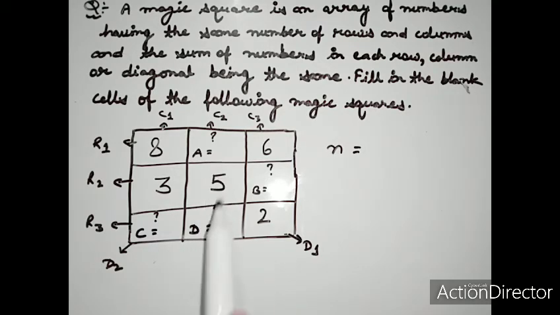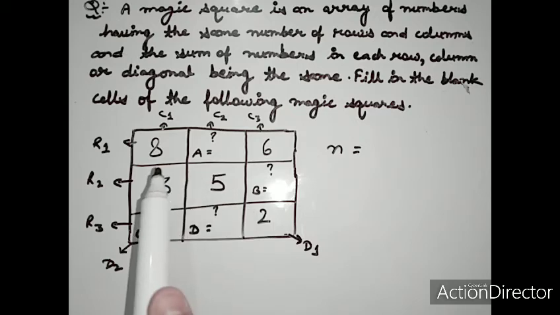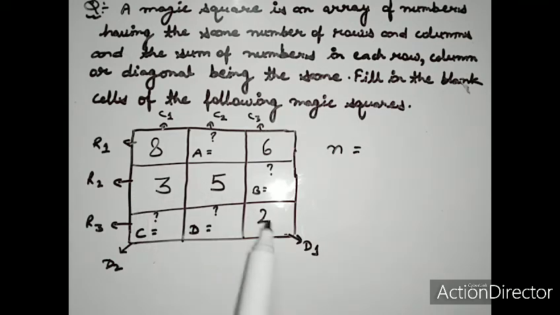In column number 2 there are two numbers missing. In column number 3 there is one number missing. Now we check diagonals. Diagonal number 1 has three numbers, 8, 5 and 2, and in diagonal number 2 there is one number missing.